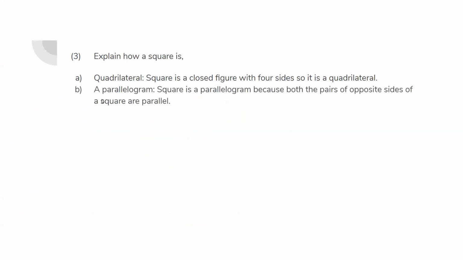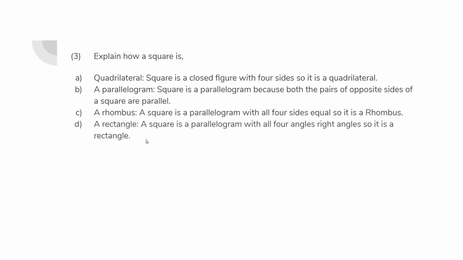Second one, how a square is a parallelogram. A square is a parallelogram because both pairs of opposite sides of a square are parallel. Therefore, a square is a parallelogram. Next, how a square is a rhombus. A square is a parallelogram with all 4 sides equal. Therefore, a square is a rhombus. Next, rectangle. A square is a rectangle because a square is a parallelogram with all 4 angles being right angles. So it is a rectangle.